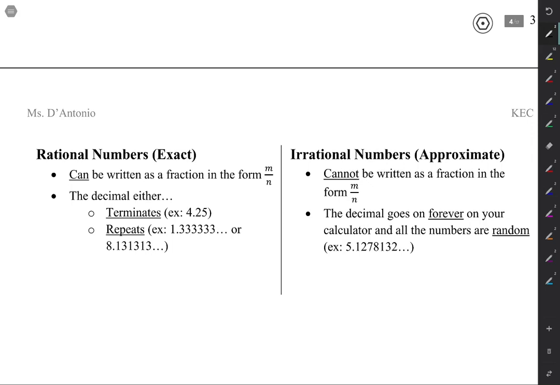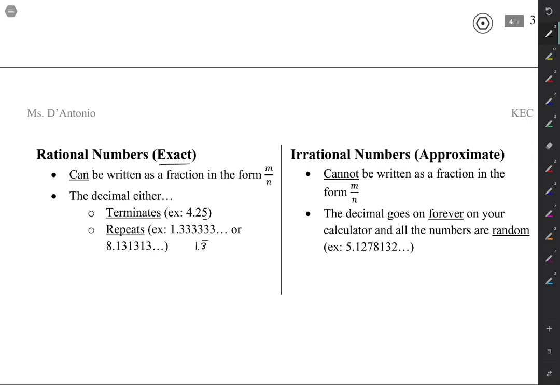So we're looking at rational numbers. Those are exact numbers. So what I mean by exact numbers is they can be written as a fraction in the form m over n, that just means as a fraction with a number over a number, or they can be written as a decimal that either terminates, meaning the decimal ends, so it doesn't continue off the screen, or the decimal repeats. So in other words, 1.3 repeated, that one would be. So if the decimal terminates, or if it repeats, or if it's a fraction, then all of those are rational numbers. They are exact numbers where we know the entire number.